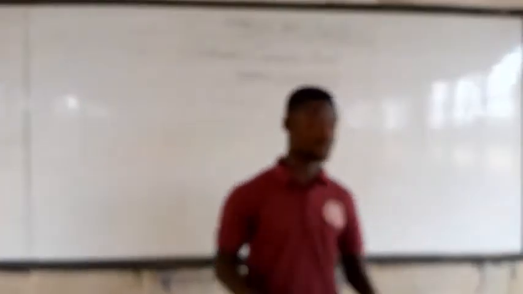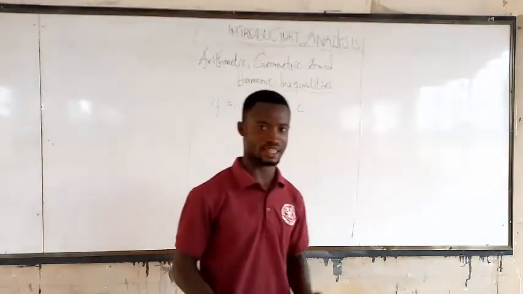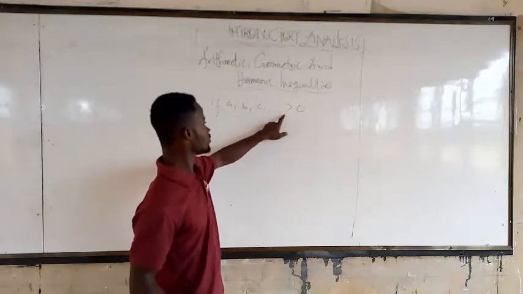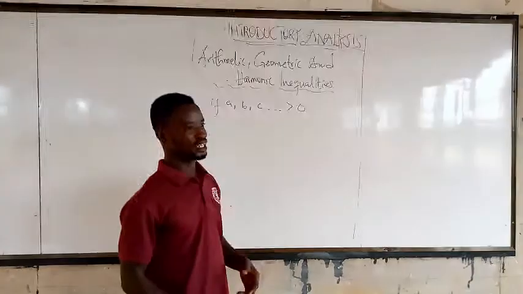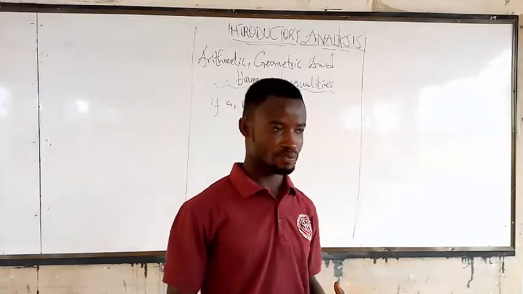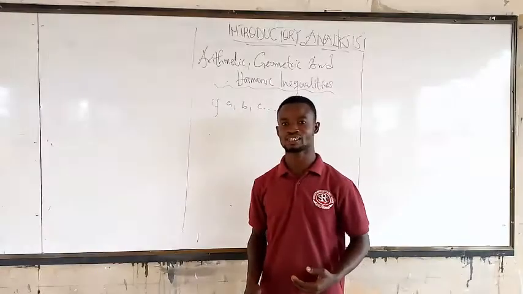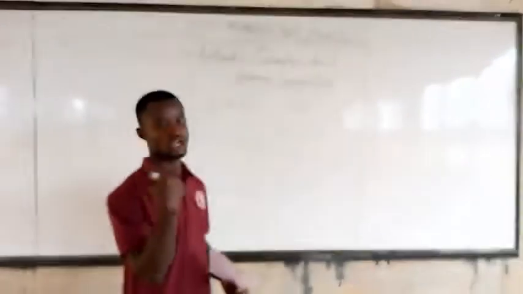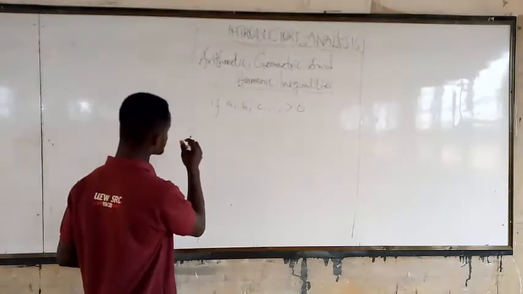We say that if A, B, and C are sequences, sequence of what? Numbers. But we are saying that they are greater than what? 0. That means the numbers can't be negative numbers, but numbers that are above 0. That means from 1 to positive infinity.